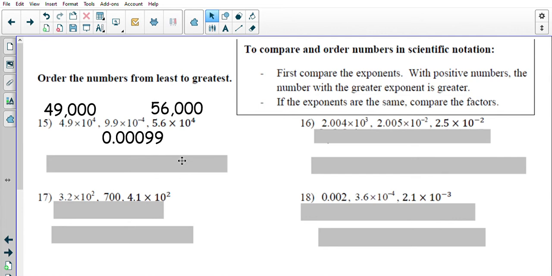But another option is to write them in standard form. So least to greatest will be 9.9 times 10 to the negative 4th, 4.9 times 10 to the 4th, and then 5.6 times 10 to the 4th.